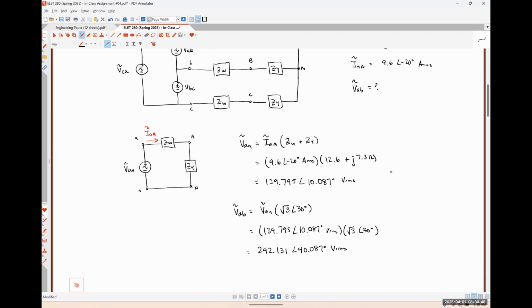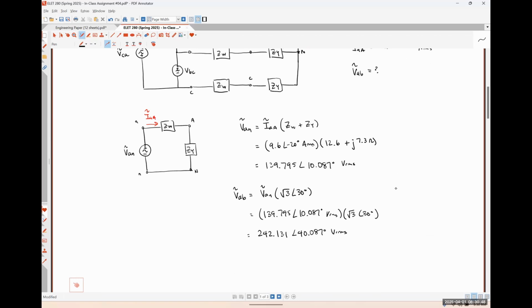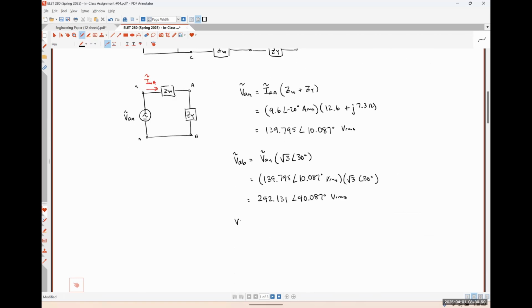How would we then use VAB to find VBC and VCA? Somebody else tell me what's going on there. Ricky, you have any thoughts? Then you could add 120 degrees to that there, 120.